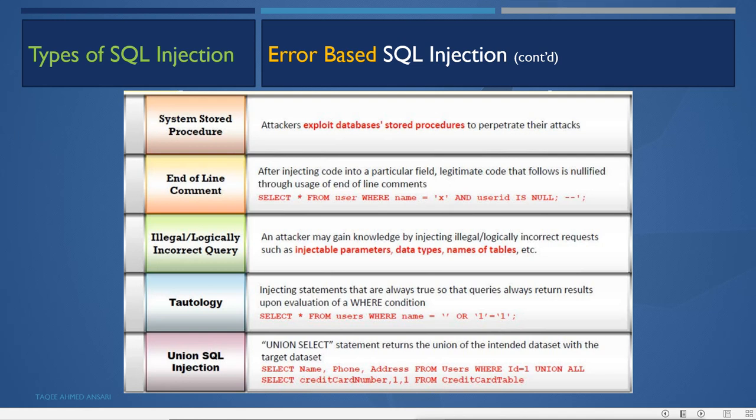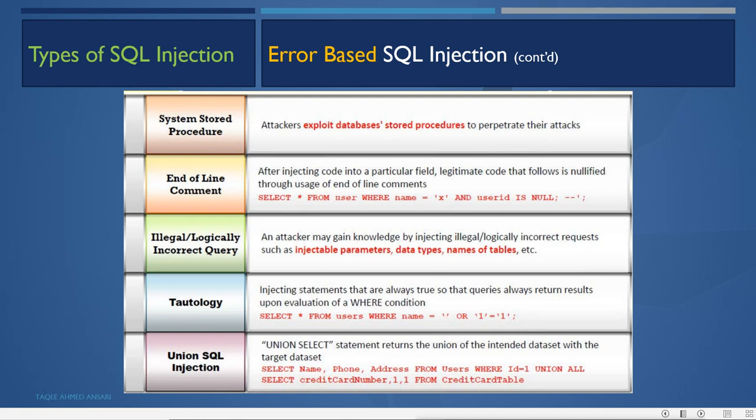Then we have system stored procedures. The attacker exploits the database's stored procedure to perpetrate their attacks. End of line comments: after injecting code into a particular field, the legitimate code that follows is nullified through the use of end of line comments, which are two hyphens. So after that everything will be ignored.